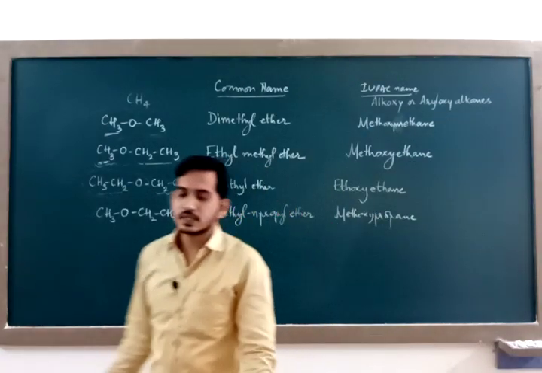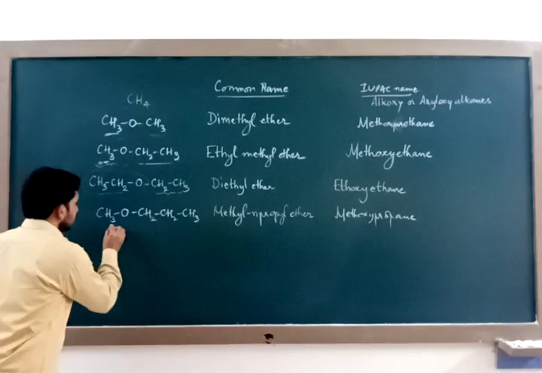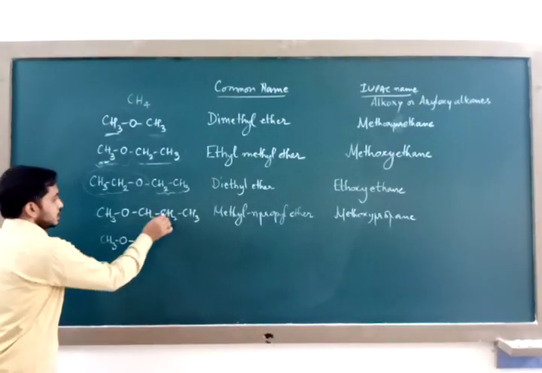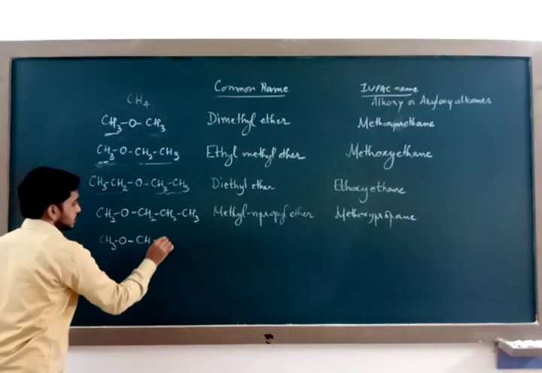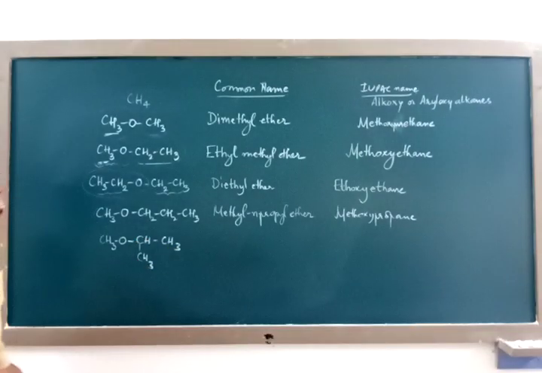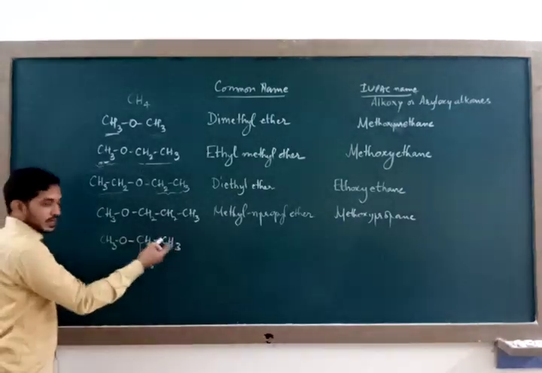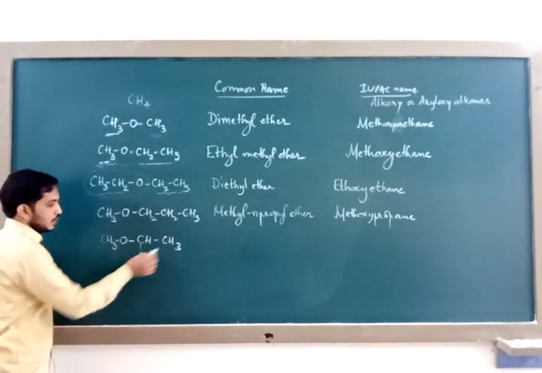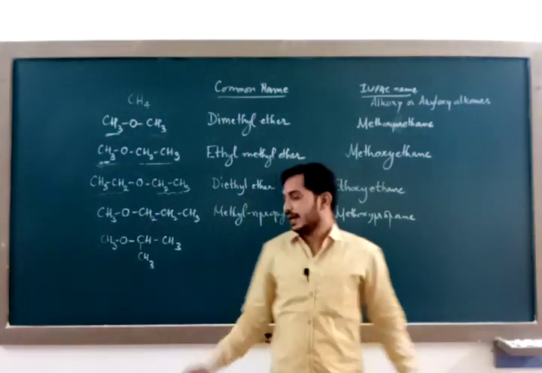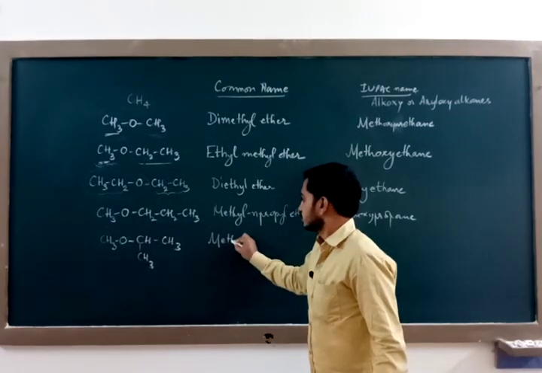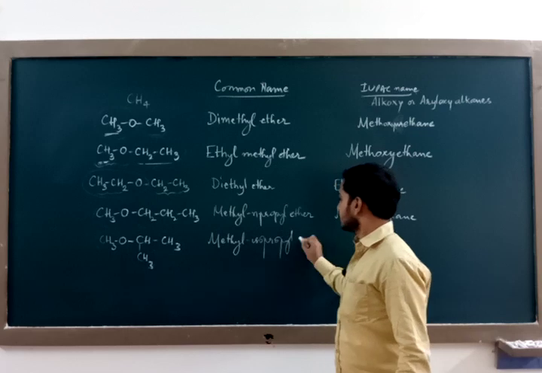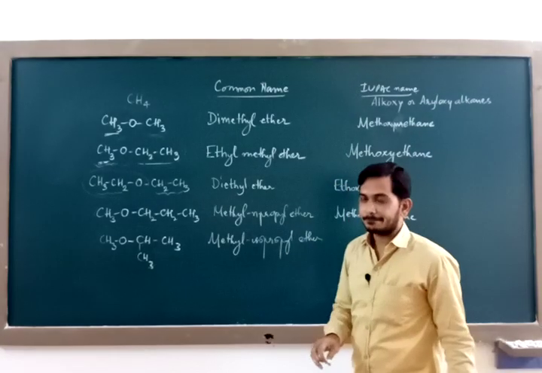These were simpler examples. Now let us complicate it a bit. You write the same methoxy as it is. Instead of a 3 carbon chain, you write 2 carbons in the chain and 1 carbon on the second carbon. Now how will you name this? In the common naming system, on one side you have a methyl group, on the other side you have an isopropyl group. Therefore methyl isopropyl ether is the common name.